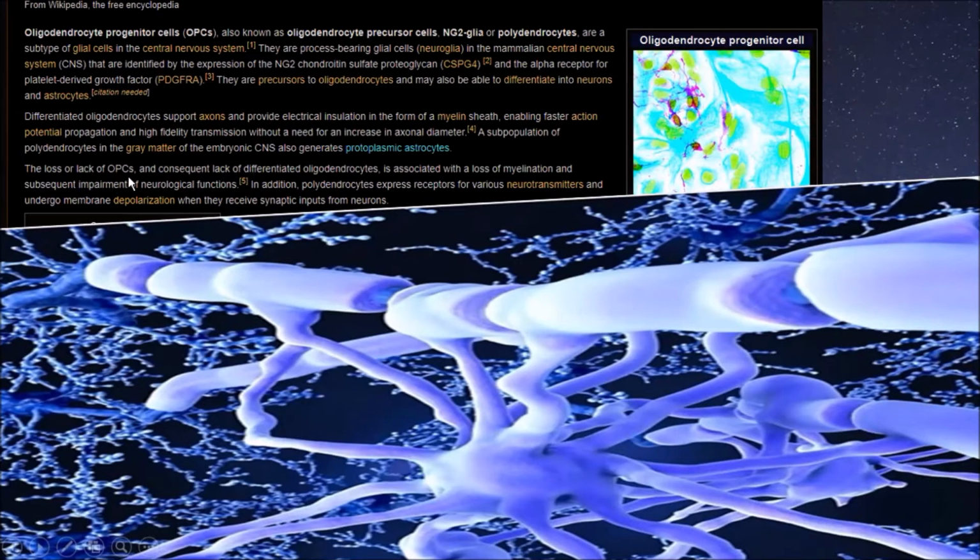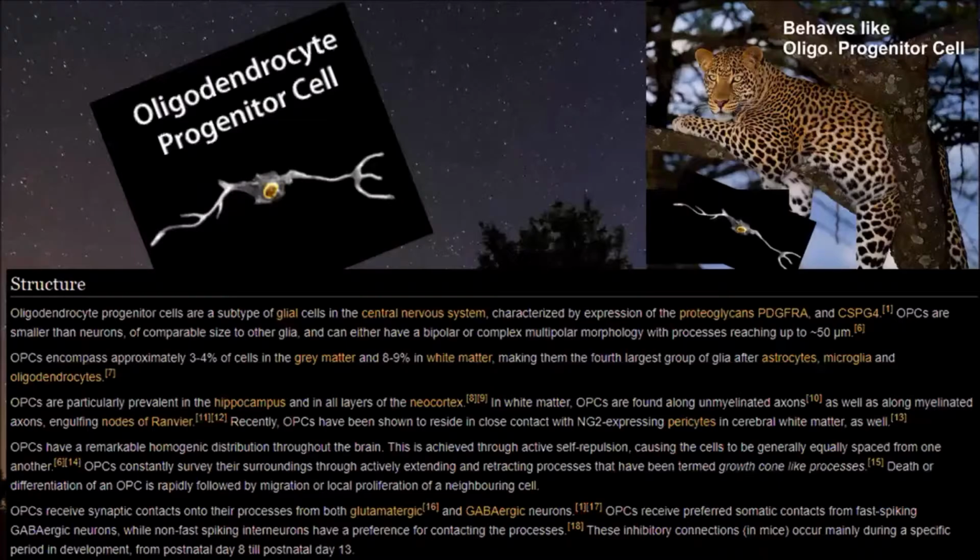The loss or lack of oligodendrocyte precursor cells, or the consequent lack of differentiated oligodendrocytes, is associated with the loss of myelination and subsequent impairment of the neurological functions. So we are going to talk about demyelination in a moment. They talk about, so the precursor cell is kind of like a leopard. Doesn't like leopards around it. This is kind of interesting.